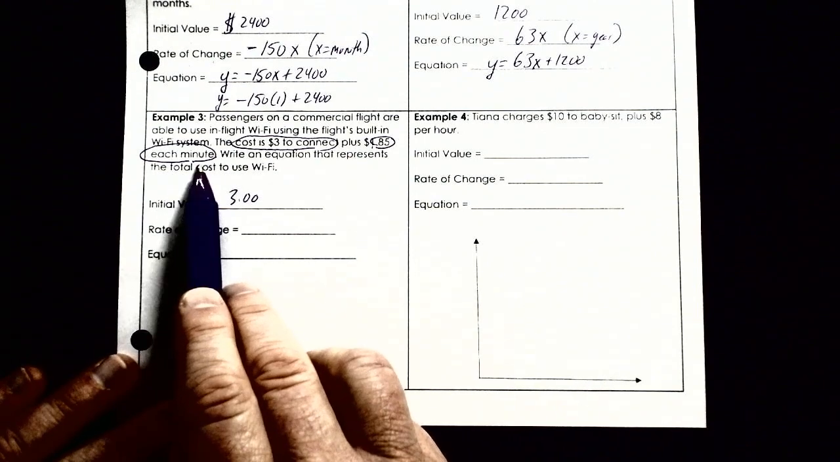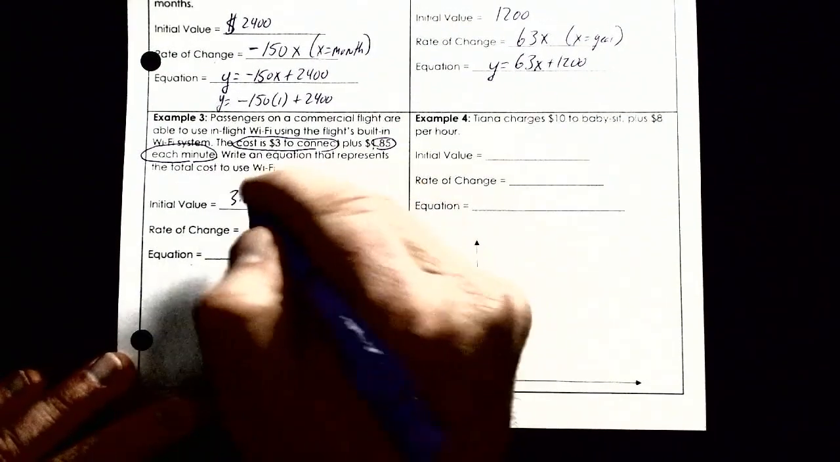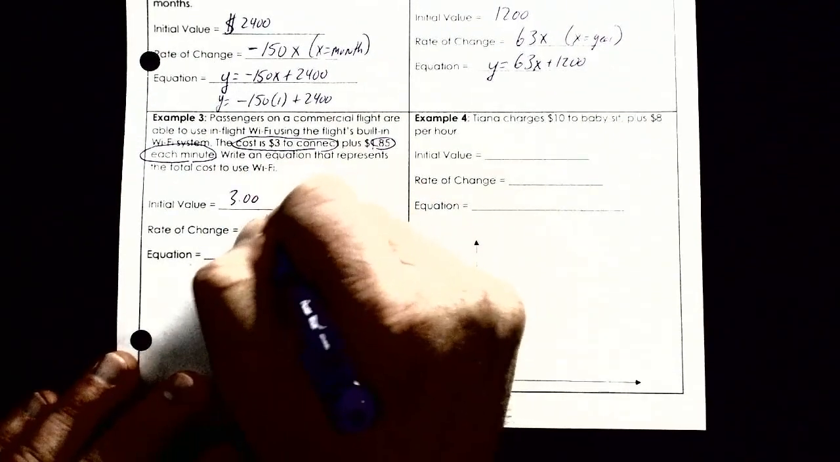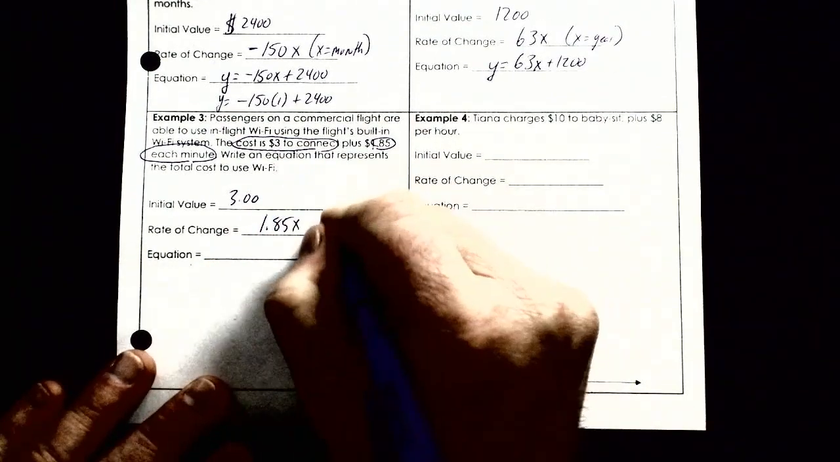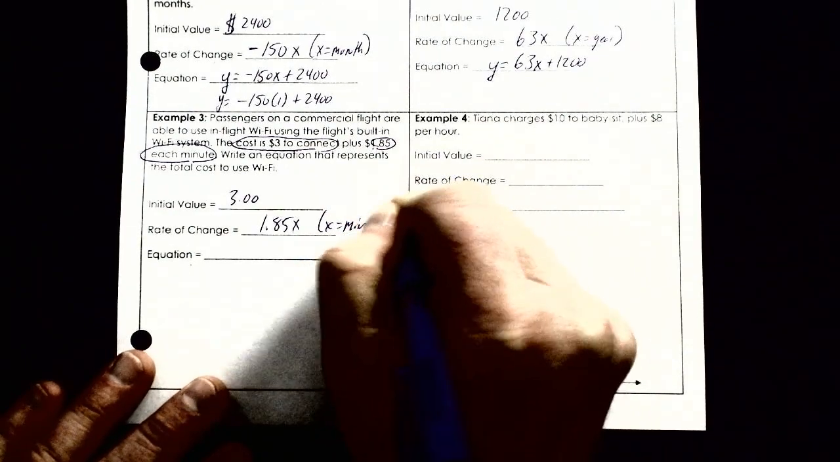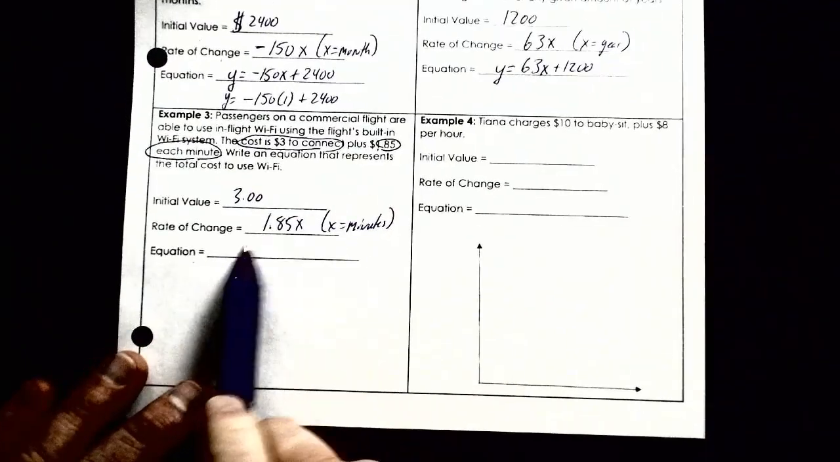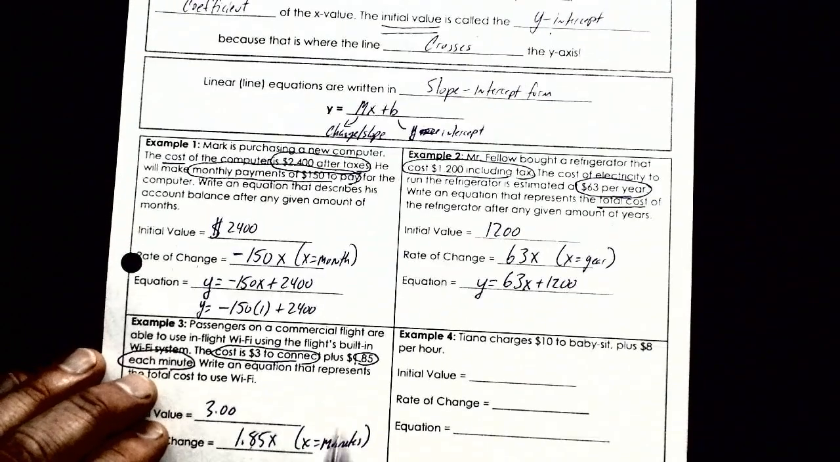Each minute, each hour, each day. That's always going to be your change. For this example, it's each minute. What does X represent? Minutes. Okay, so the change is going to be the $1.85 each minute. Let's write the equation. Again, we're going to write it in this format.